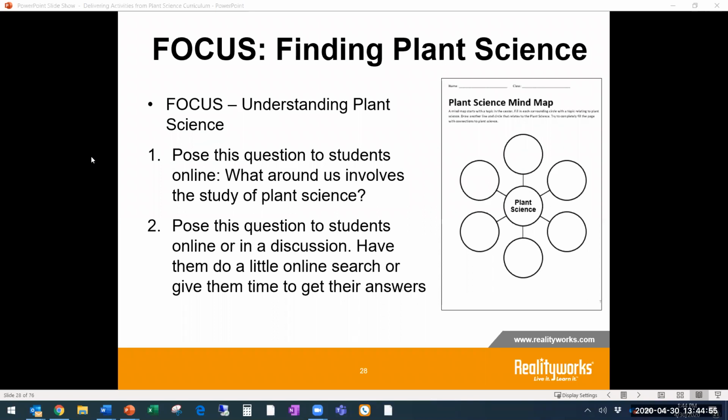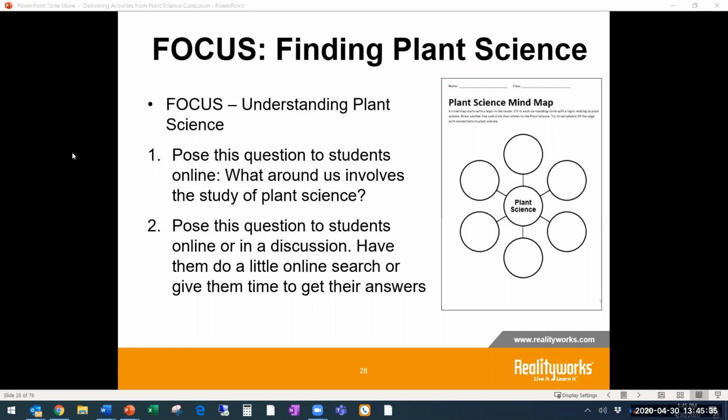To begin with, we have a plant science mind map activity where basically students are asked to ask questions about what around us is involved in the study of plant science. Let them actually start thinking, get outside, look around their house, move to different areas, and think differently than what they see in a school or classroom. What are they seeing in their everyday life that they pass every day? Then have them do a little talk or discussion, maybe do a little online research of different ideas of what plant science could be, and have a really deep conversation of what around us is all involved with plant science.